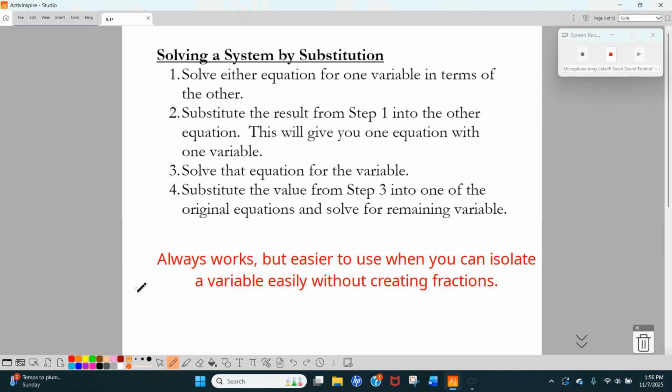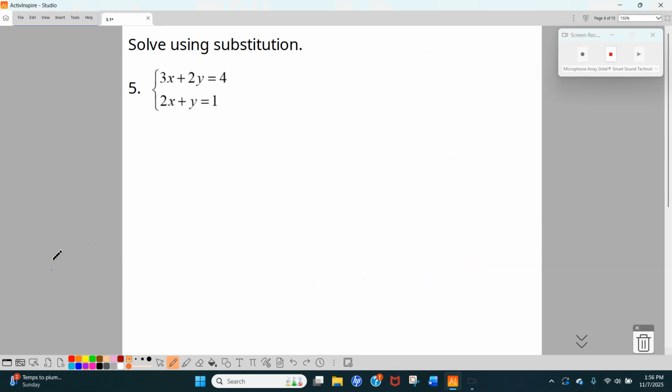Now, substitution will always work, but it's easier when isolating a variable can be done without creating fractions. So you want to only do this when you have a variable that doesn't have a coefficient. Otherwise, you're making things harder than they need to be. Elimination is going to work better. On the test, I think they tell you which method to use, but they're not mean. They don't make you do elimination when it's going to make some fractions.